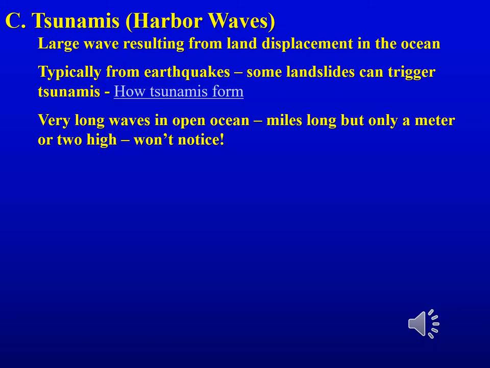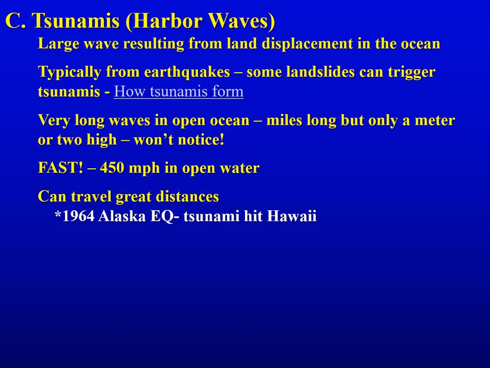And the other thing that's really interesting about tsunamis is that they are really fast, ridiculously fast. 450, 500, even up to 600 miles an hour out in the open ocean. And they're very long waves. If you've been out on waves on lakes, it's only a few feet to a couple meters between the crests of waves. Out on the open ocean, you might get tens of feet, 20, 30 feet between the crests of waves. The waves that are formed by land displacement, tsunamis, can be extremely long, miles long between crests and troughs. And because of all this power and speed, they can travel great distances.